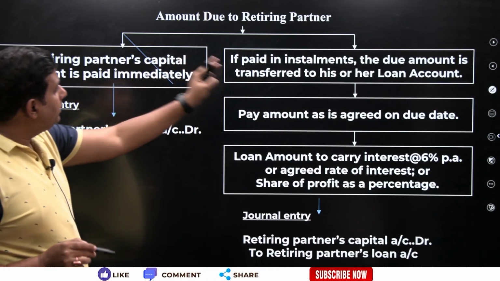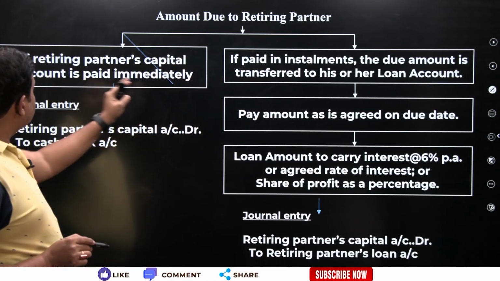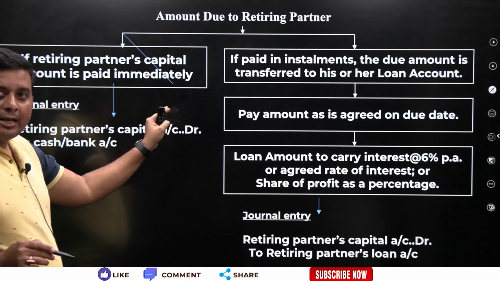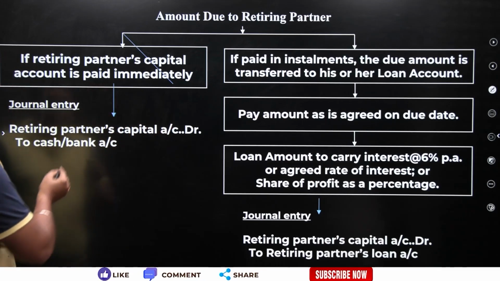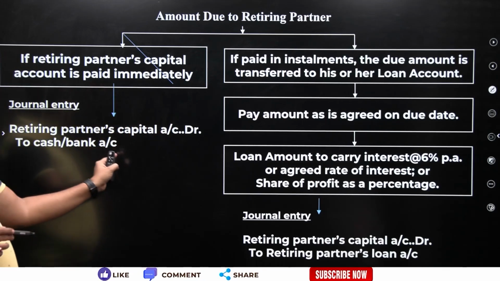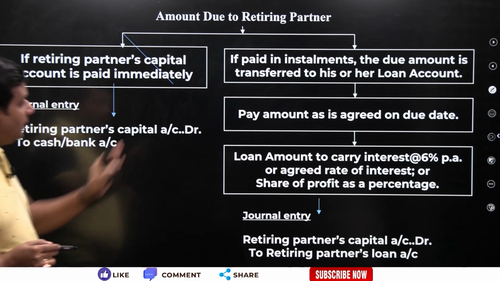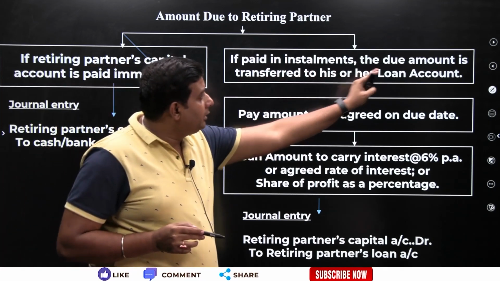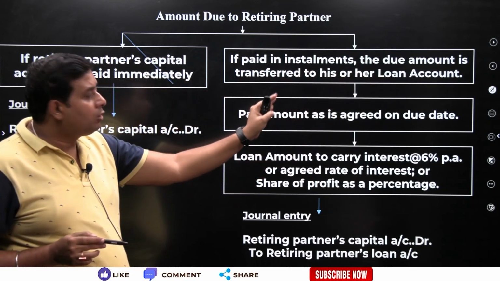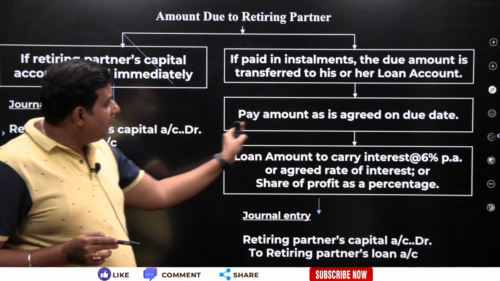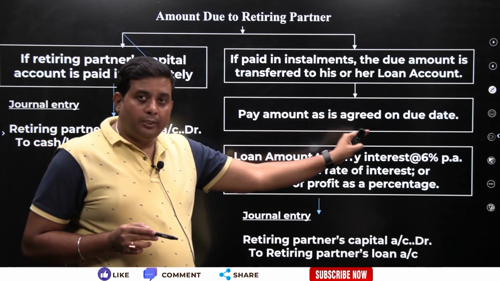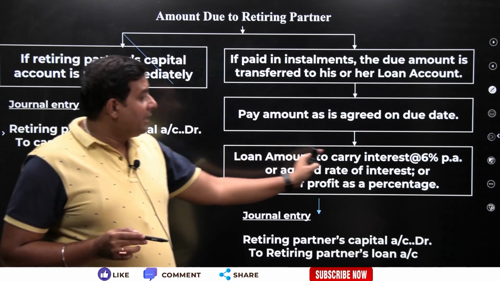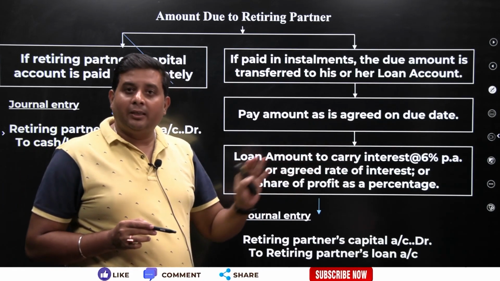Suppose the amount due to the retiring partner's capital account is paid immediately, as I mentioned in the ledger account, so the journal entry should be retiring partner's capital account debit to cash / bank account. If it is paid in installments, the due amount is transferred to his or her loan account, by the amount as agreed on the due date. Loan amount carries interest at the rate of 6% if nothing is given.